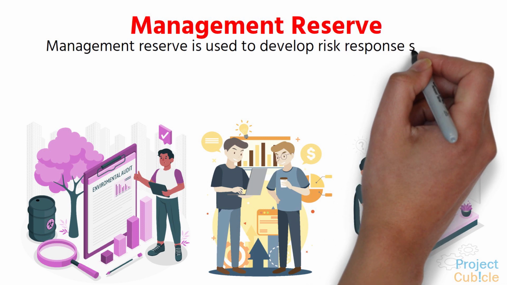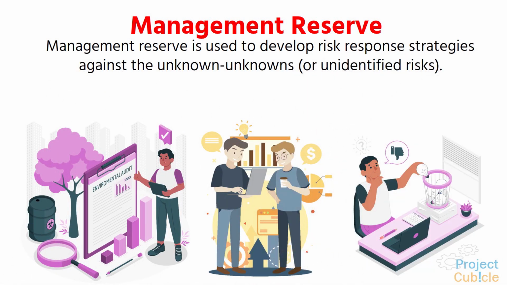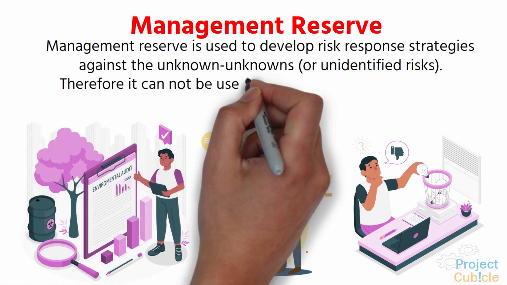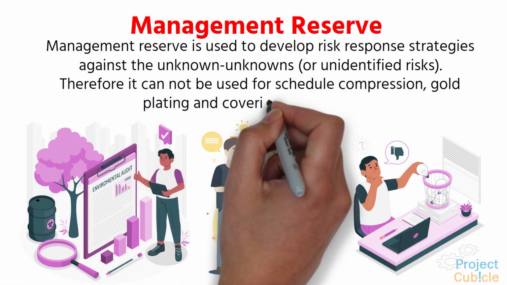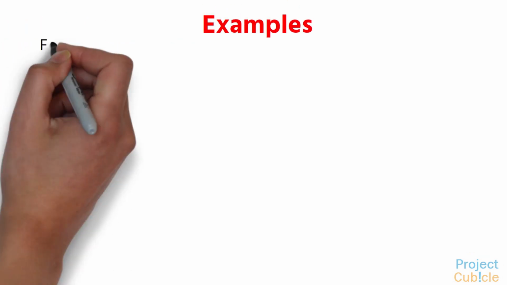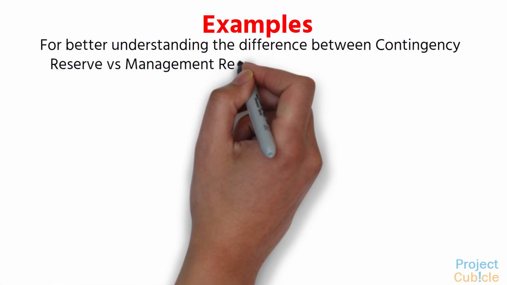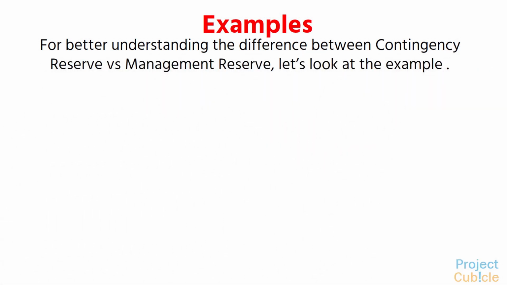Management reserve is used to develop risk response strategies against the unknown unknowns, or unidentified risks. Therefore, it cannot be used for schedule compression, gold plating, and covering cost overruns. Examples. For a better understanding of the difference between contingency reserve versus management reserve, let's look at an example.